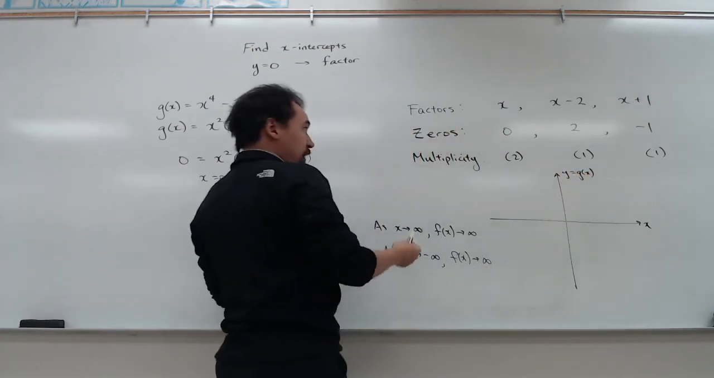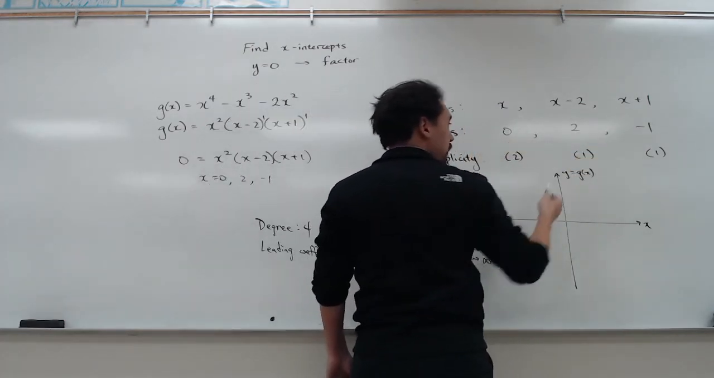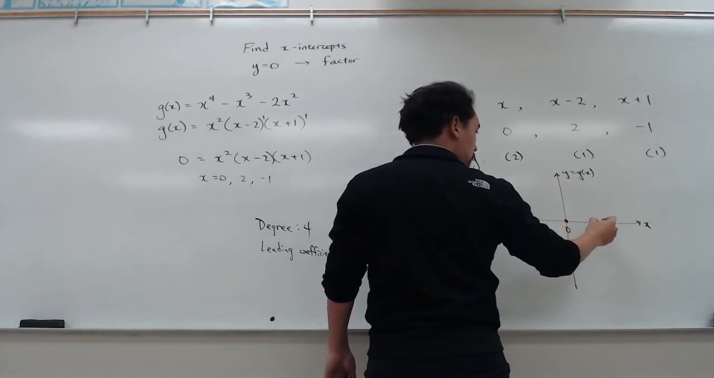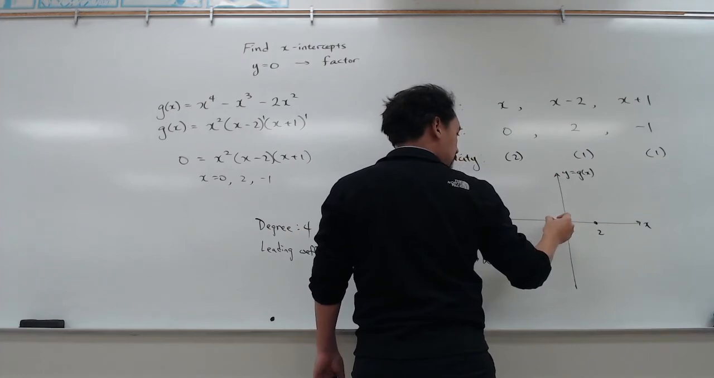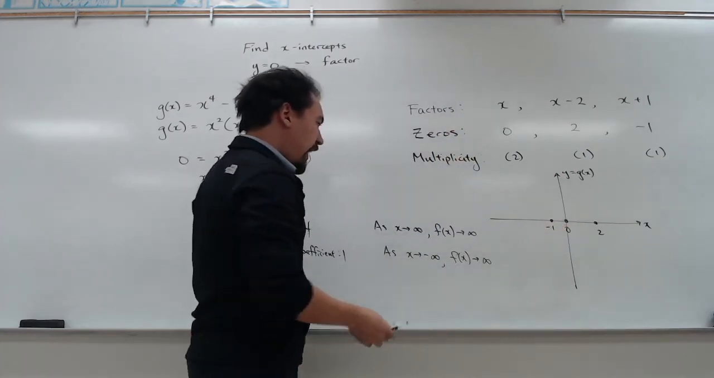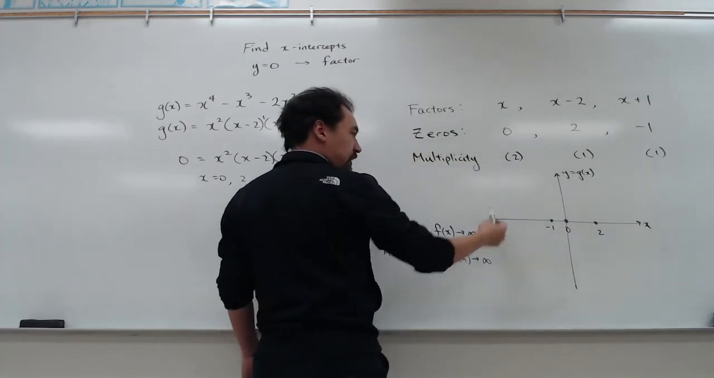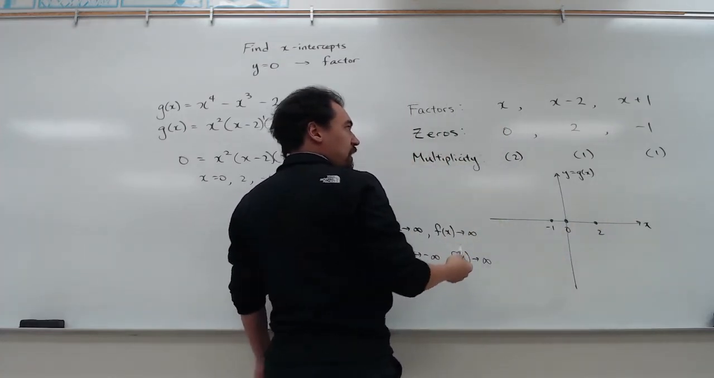So we know that the zeros are 0, 2, and -1. They're all real. They correspond to x-intercepts. 0, 2, and negative 1. And we know the end behavior is it's going to go up over there, and it's going to go up over here.